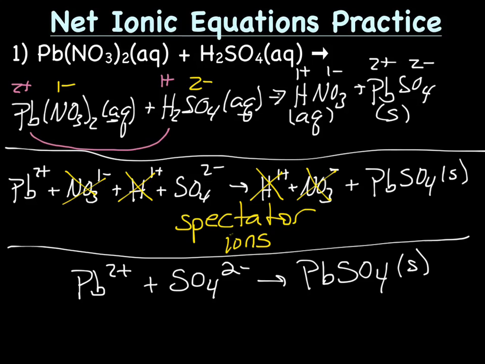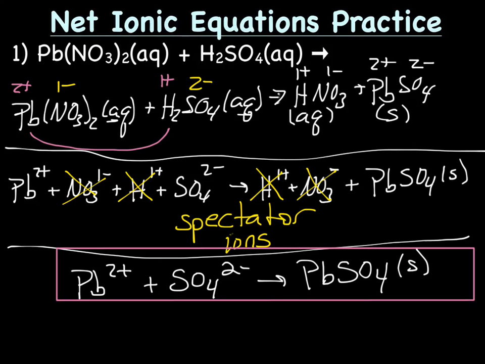Do we have the same number of charges on both sides of the equation? Same number of positives and negatives. If we don't, we need to put a coefficient to fix that. Also, do we have the same number of leads on both sides of the equation? Yes. Do we have the same number of sulfates on both sides? The answer is yes. All right, so this would be the final answer for the net ionic equation for number 1.